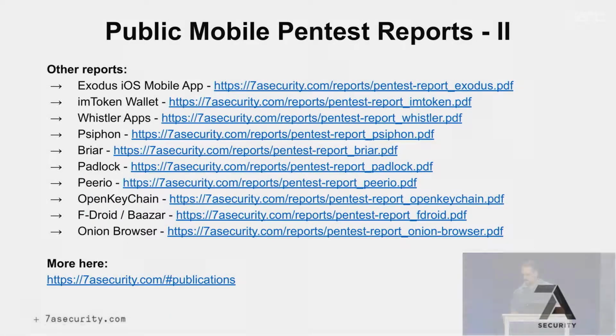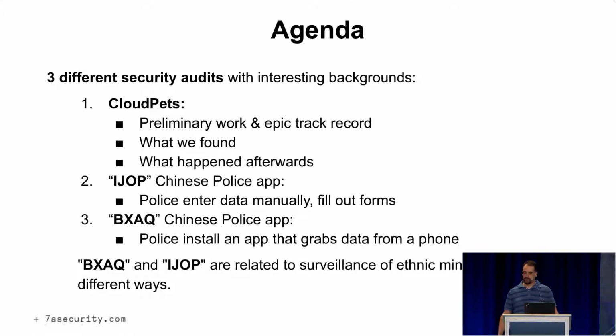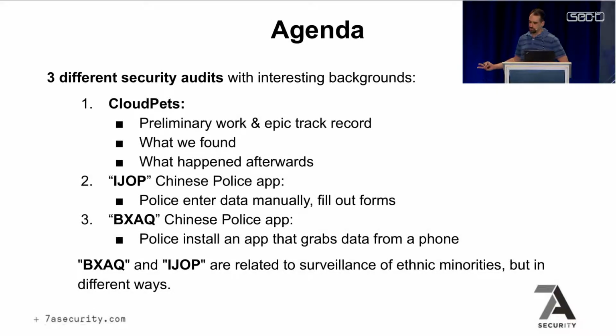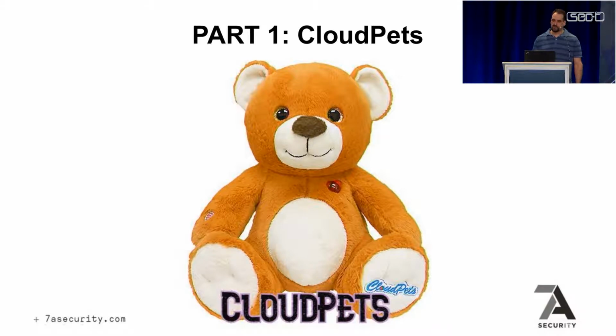And these are other public pentest reports for mobile apps. In this talk, I'm going to cover 3 different mobile applications and their background. First, we're going to talk about CloudPets, and then 2 Chinese police apps. One is called iJob, and it is used by police to gather information about citizens on the spot, asking them questions and filling forms. The other one is more like they install an app on your phone and then get data from it. So I'm going to talk about those 2 as well. Let's start with CloudPets.